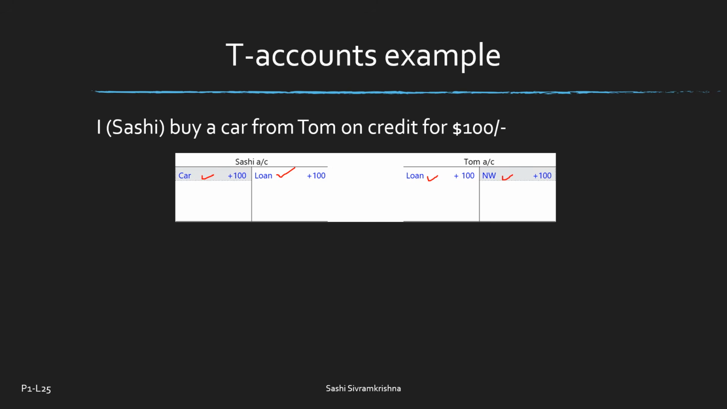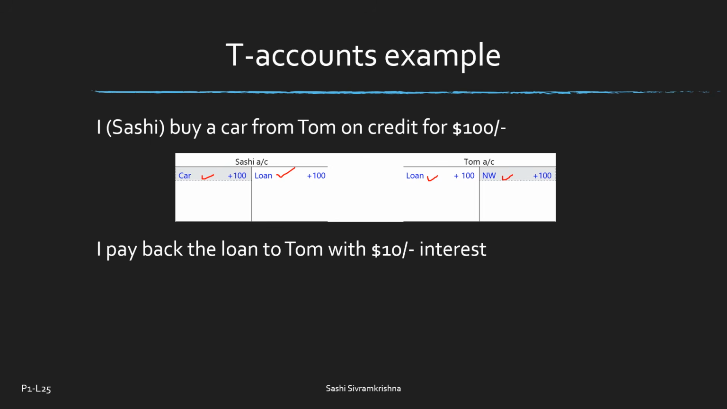As we can see, in my T account, the car is an increase in assets and my liabilities have also increased by $100. In the case of Tom, he has an asset now, a financial asset, which is the loan he has extended to me, while his liabilities have increased by $100, his net worth. This is what Tom, the entity, owes Tom, the person.